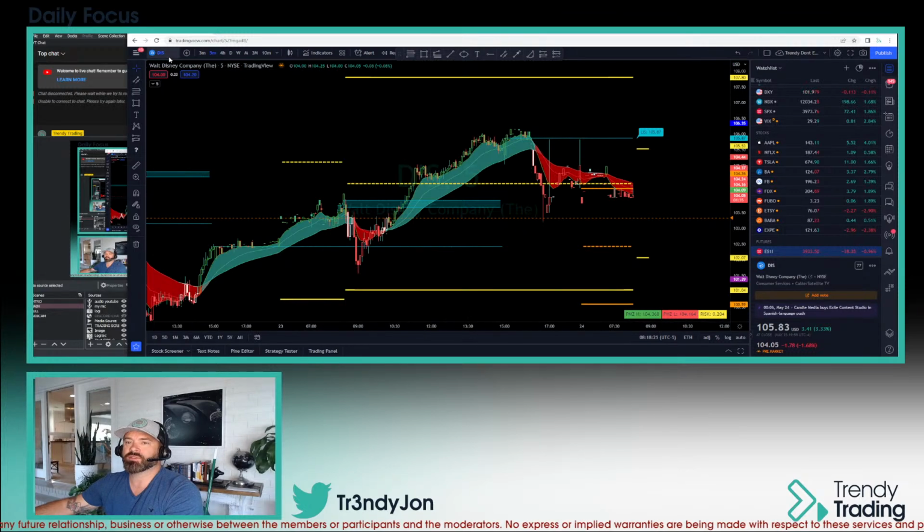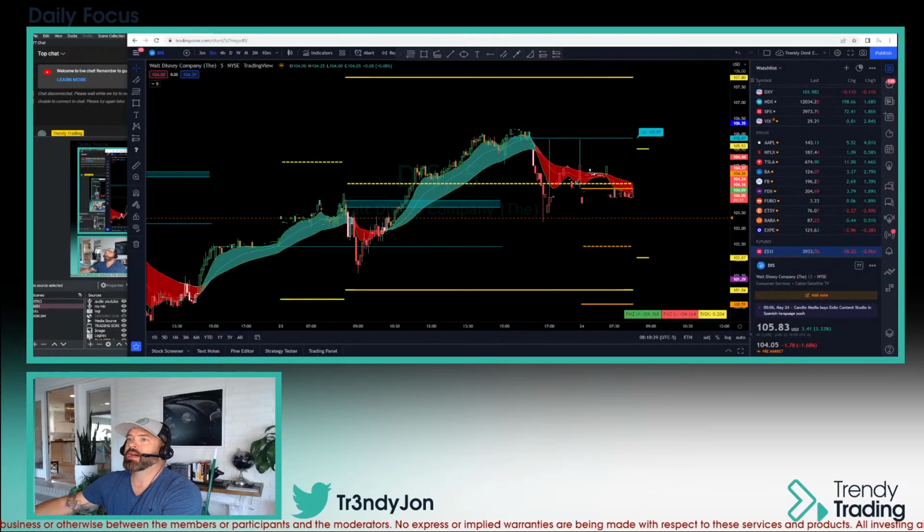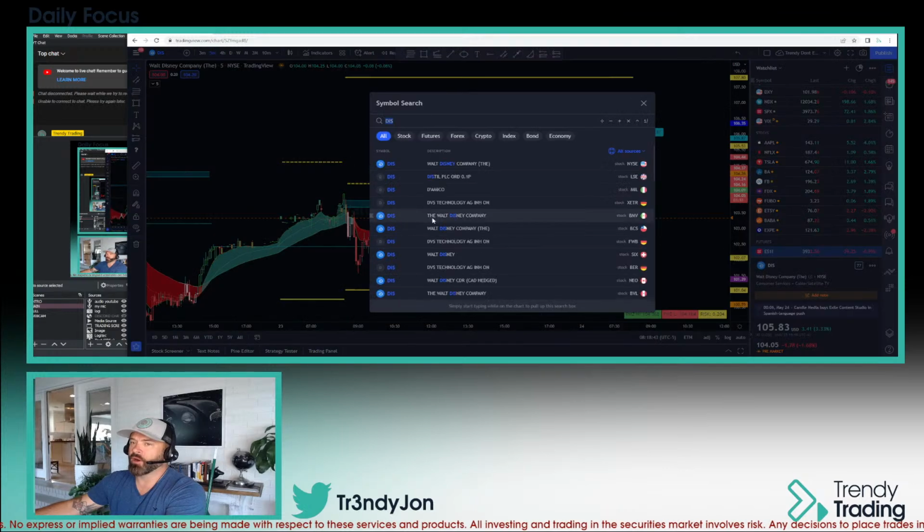All right, so Disney was great. As far as watches go today, I don't have a lot to look at except for the SPYs and the Qs. Everything else, I'm using my scanners. So Disney was on my scanner yesterday. I pulled it up really fast. A couple trades that we are in, I'll go over that really quick.